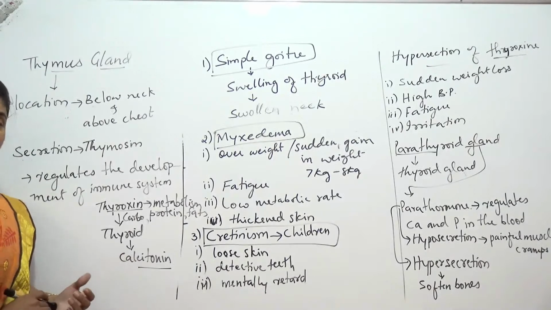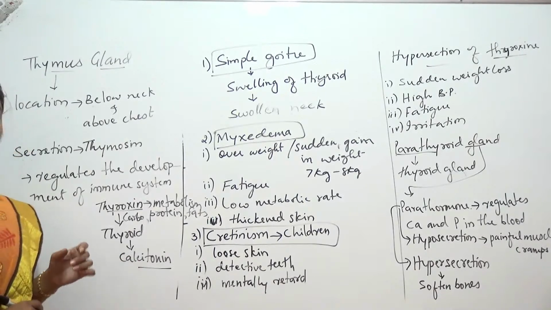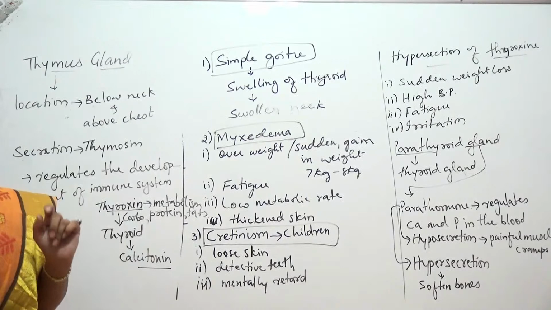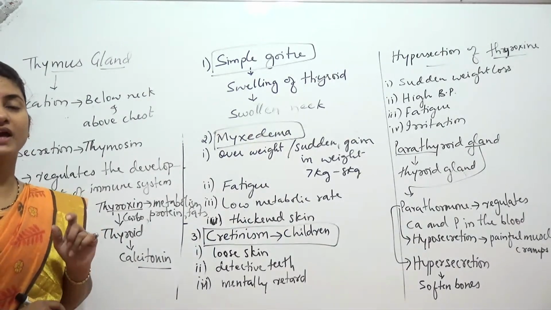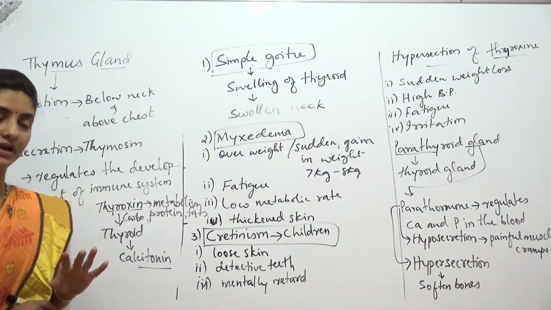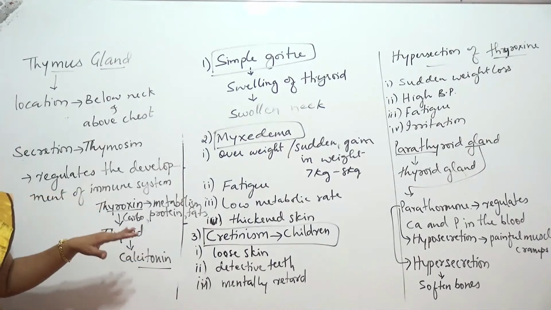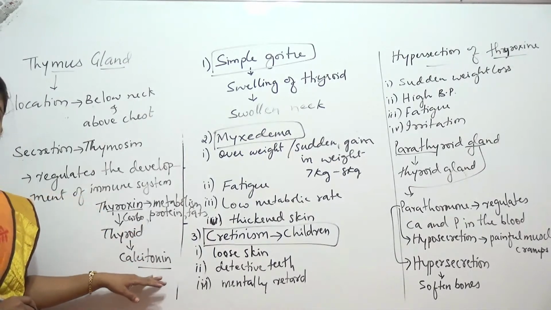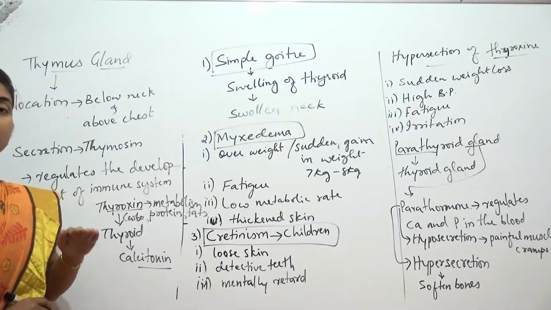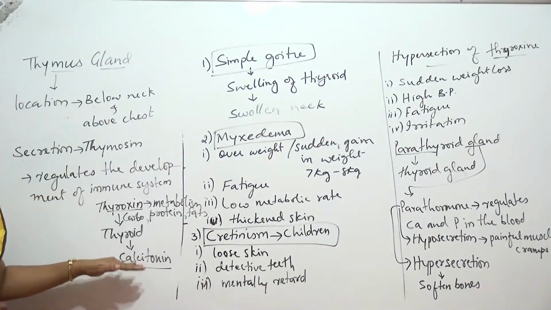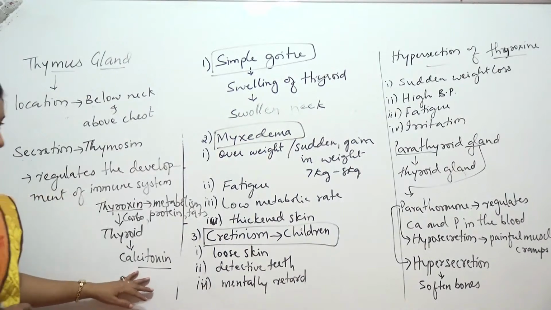What does it do in the body? This calcitonin regulates the level of calcium and phosphorus in the blood. That means if the level of calcium and phosphorus in the blood is increased, it lowers or decreases their level in the blood.